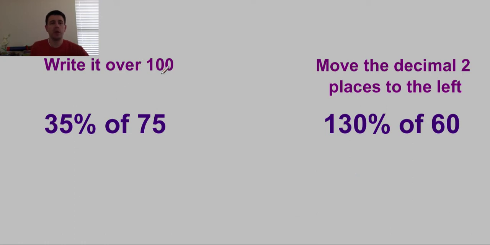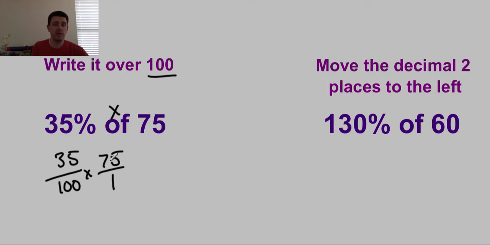So this one, we're going to write it over 100. We're going to write it as a fraction. So 35% means 35 out of 100. Of means multiply, so times 75. Here I'm going to look to see if I can cross-simplify anything. In this case, 100 and 75 could each be divided by 25. So I get 4 and a 3.